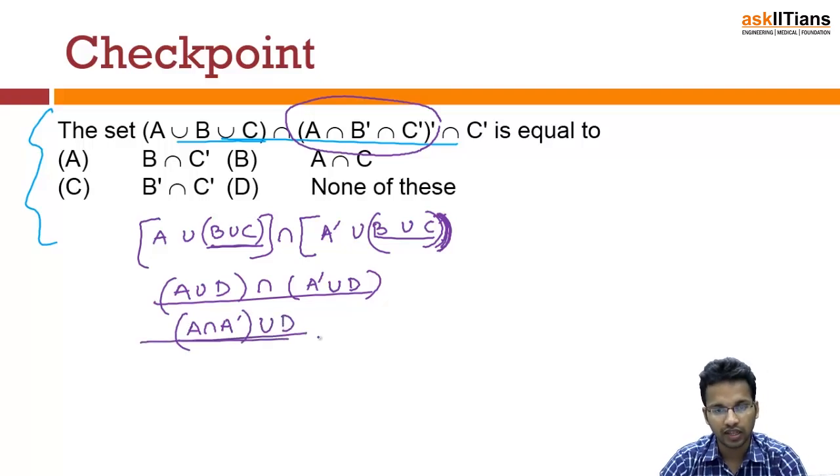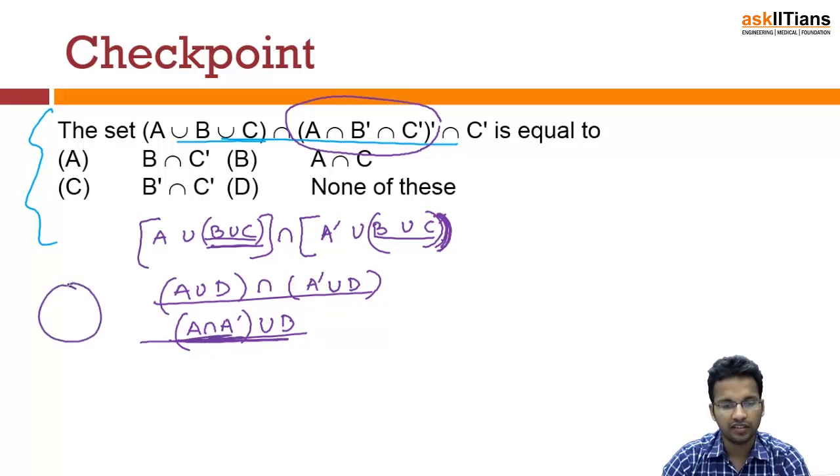Now this is nothing but, D I can write as B union C, right? So this is A intersection A complement, like intersection of this with the complement will be phi. So phi union D will give you D itself. So it will be basically B union C. Now this is a perfect example of all the properties being used, okay? This intersection with C complement.